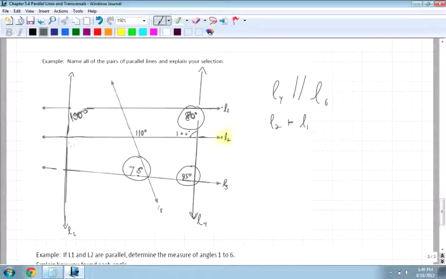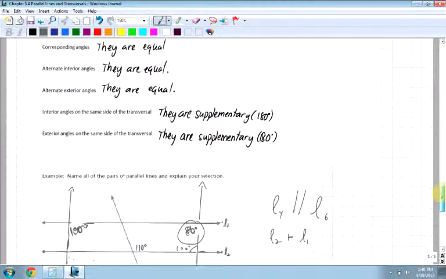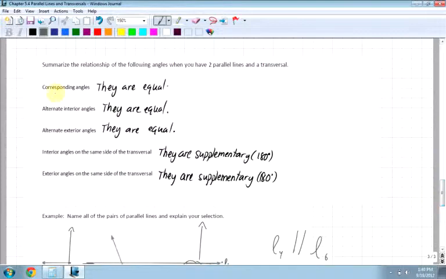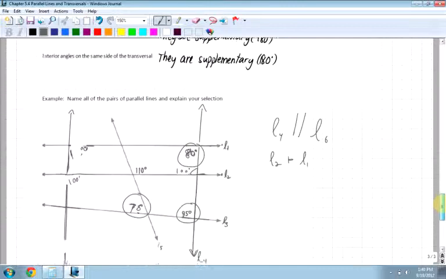And again, line 3 and line 2, are those parallel? Well, they don't look like they're parallel because one looks like it's sloping a bit more. But also the angles, 95 and 100, those should be the same, right? So you have to look for reasons why they're parallel. Corresponding, alternate interior, alternate exterior, those all have to be equal. And you also have to look for the supplementary angles as well.